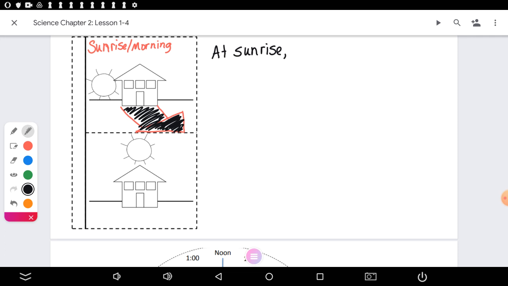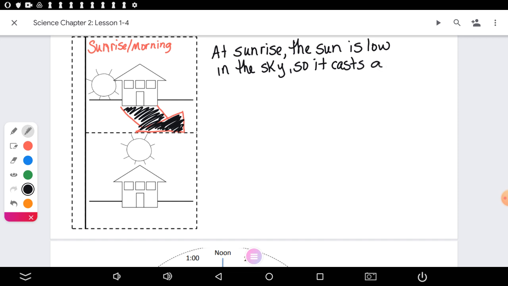At sunrise, the sun is low in the sky, so it casts a longer shadow. We'll just put it that way. At sunrise, the sun is low in the sky, so it casts a longer shadow.